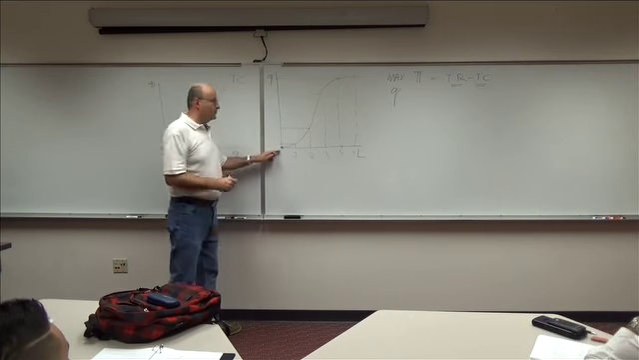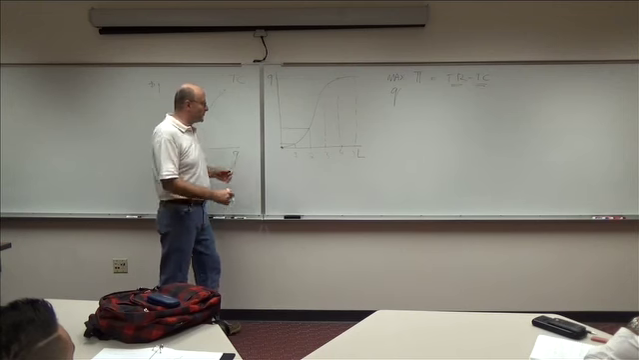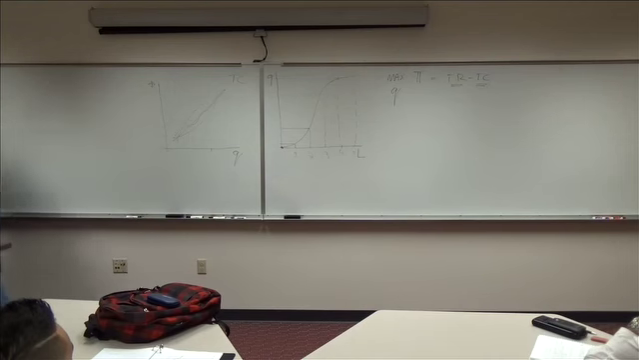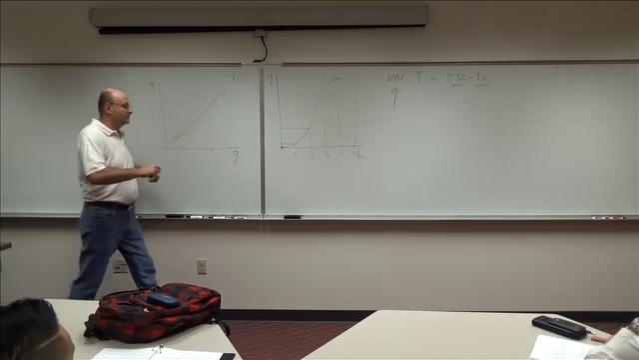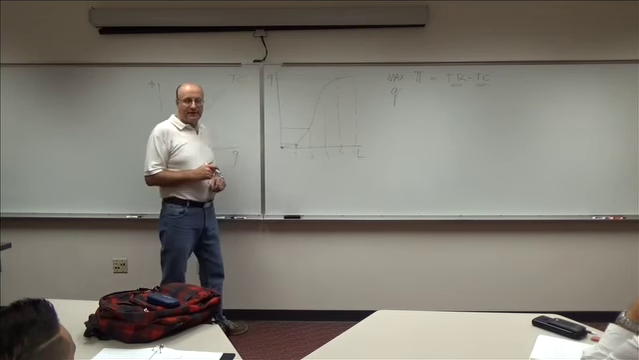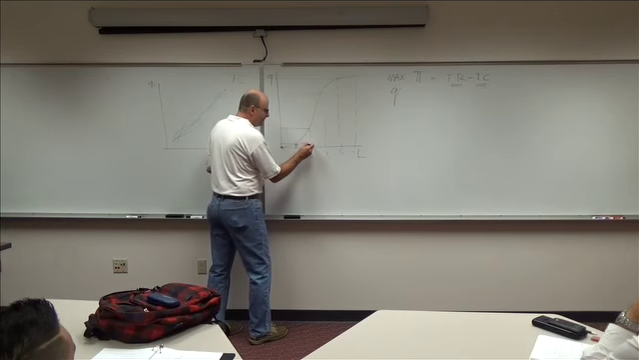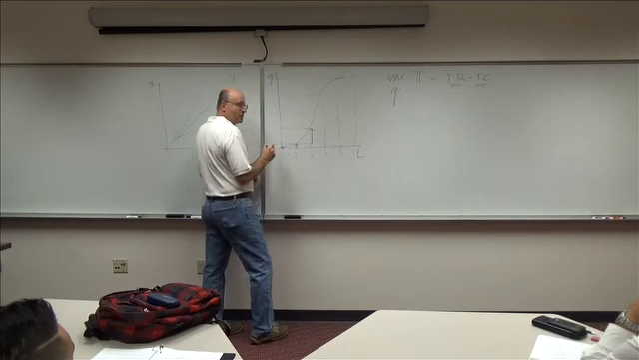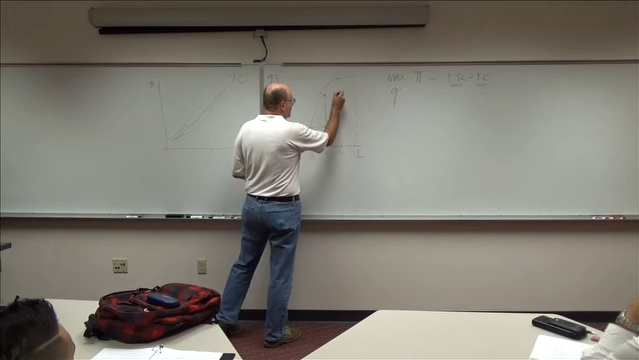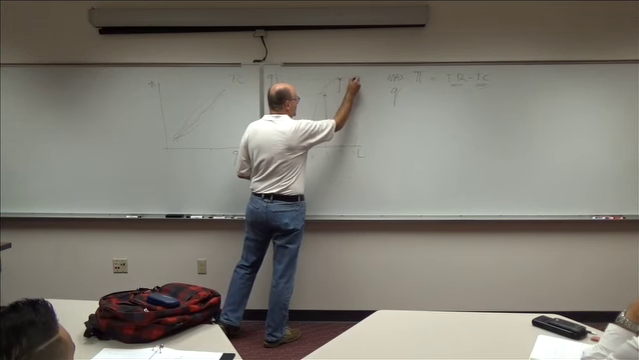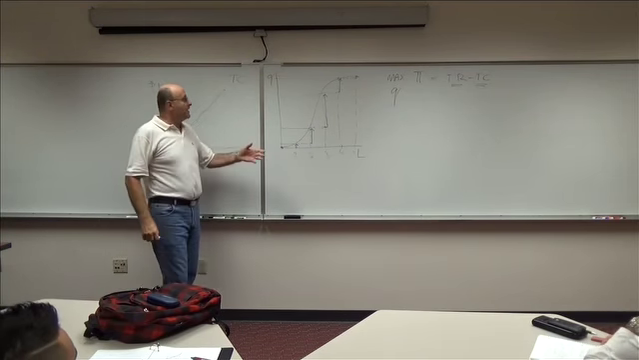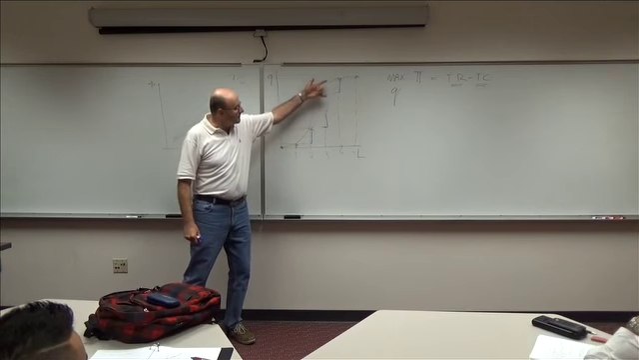In other words, no worker produces nothing, right? When you have no workers, you produce nothing. First worker contributes or adds this much to total product, right? Second worker adds this much to total product. The third worker adds this much to total product. Fourth worker adds that much. Fifth worker adds that much. That makes sense? So what's the pattern of these blue arrows?